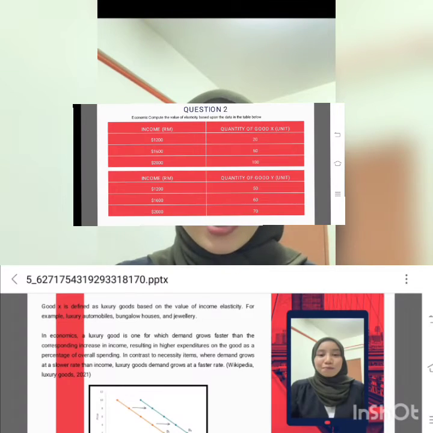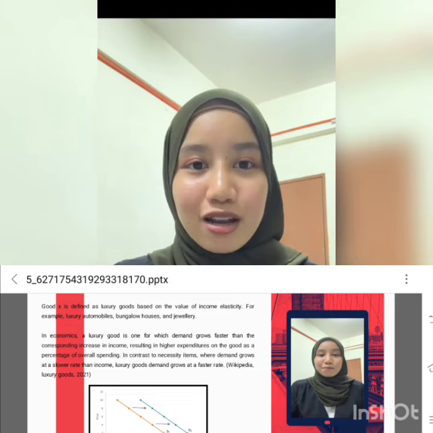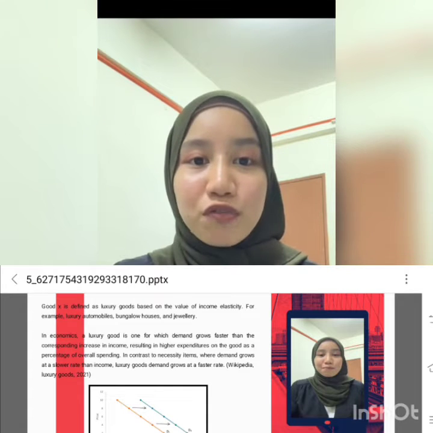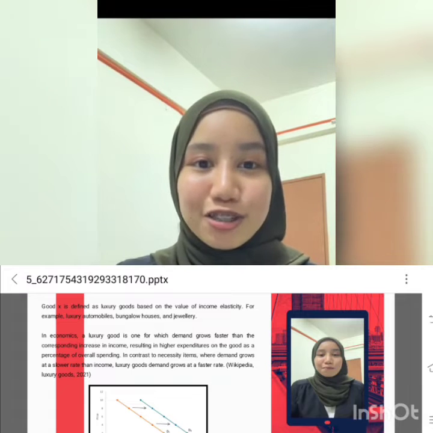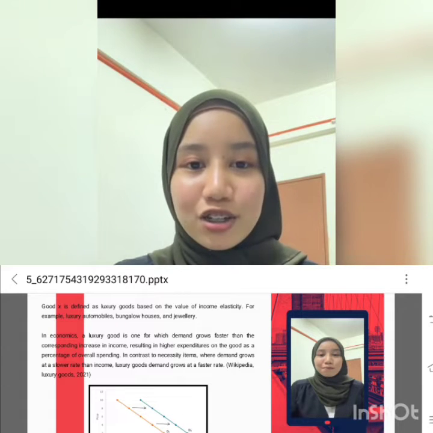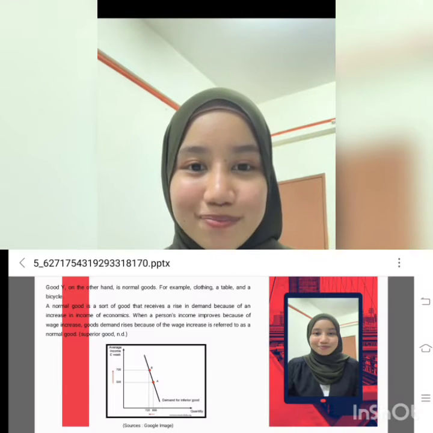Good X is defined as a luxury good based on the value of income elasticity, for example, luxury automobiles, bungalow houses, and jewelry. In economics, a luxury good is one for which demand grows faster than the corresponding increase in income, resulting in higher expenditure on the good as a percentage of overall spending. In contrast to a necessity item, where demand grows at a slower rate than income, luxury good demand grows at a faster rate. Good Y, on the other hand, is a normal good.